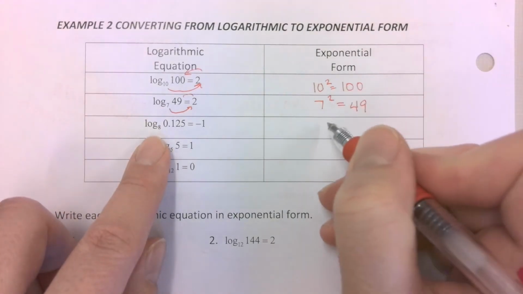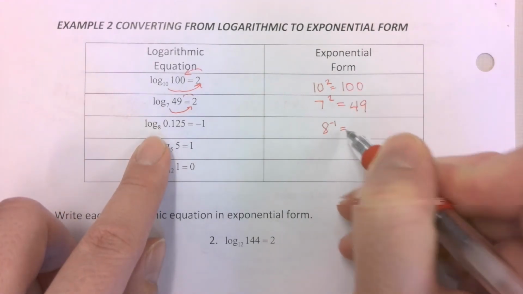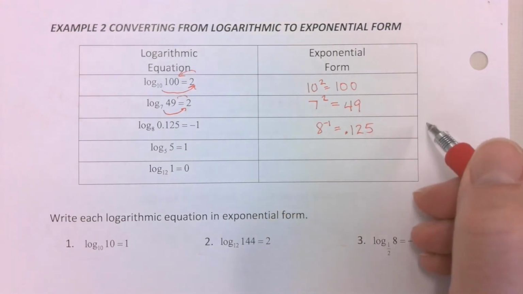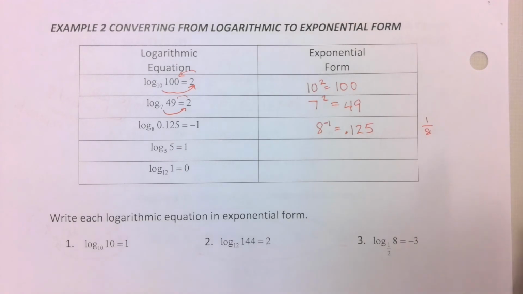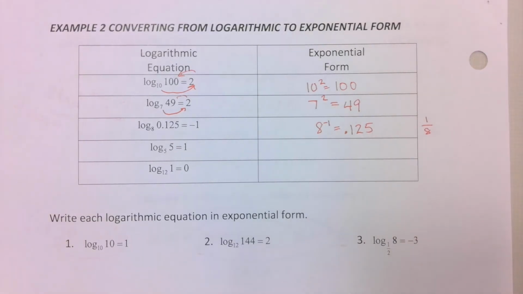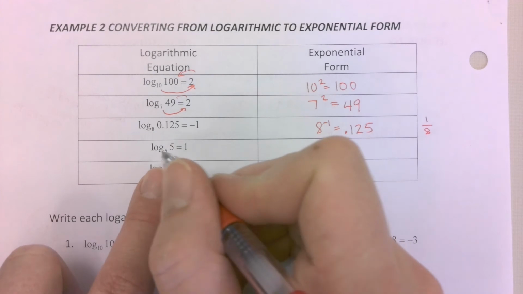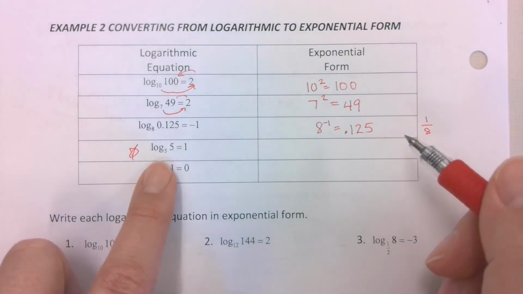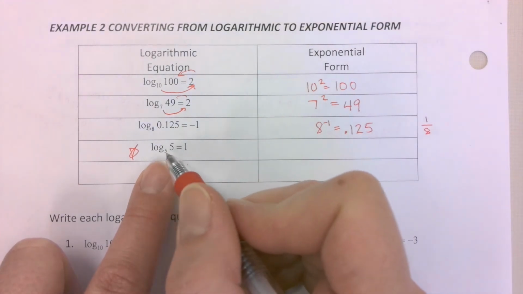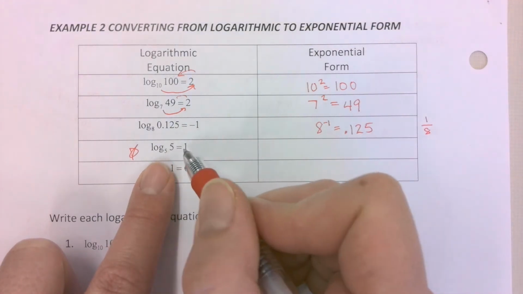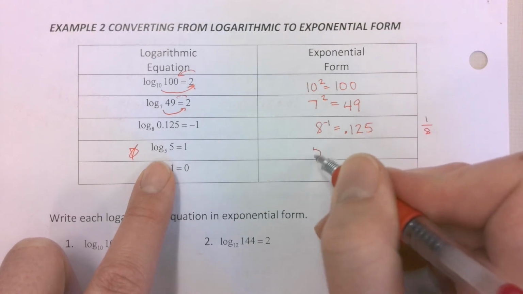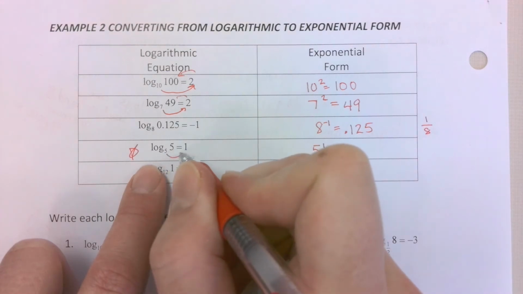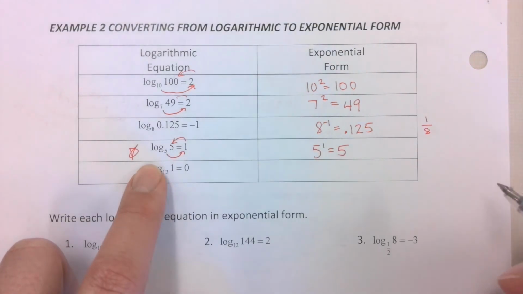All right, next one. 8 to the power of negative 1 is 0.125. And again, that 8 to the negative 1, that is the same as 1 over 8. And that's why we get that decimal 0.125. Here we have log base 5 of 5 equals 1. So this is, again, I'm going to put a star there. This is one of our properties. When we have a log base 5 of itself, it cancels out. And here's why. It's 5 to the power of 1 is equal to itself. So 5 to the power of 1 is equal to 5.